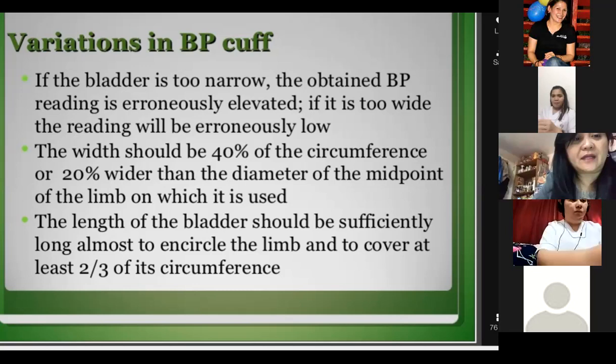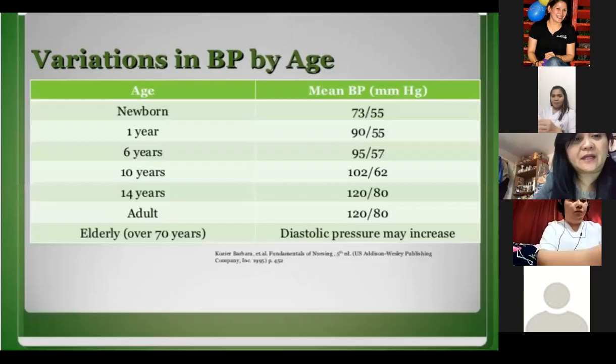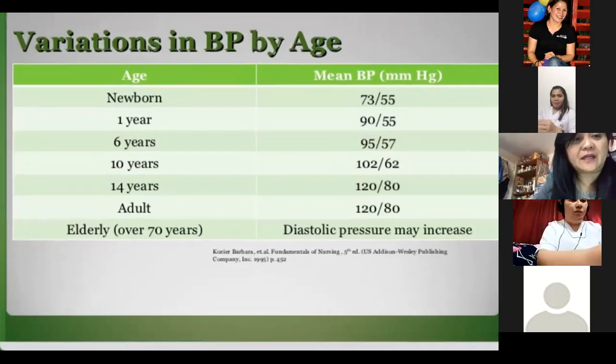This is the variation of blood pressure by age of the patient. Usually for a newborn, we get a blood pressure of 73/55. Then for 1 year, it is 90/55. That is the minimum normal for a 1 year old. For 6 years old, 95/57. For 10 years old, it's 102/62. For 14 years old, we have 120/80. And for an adult, we have 120/80.